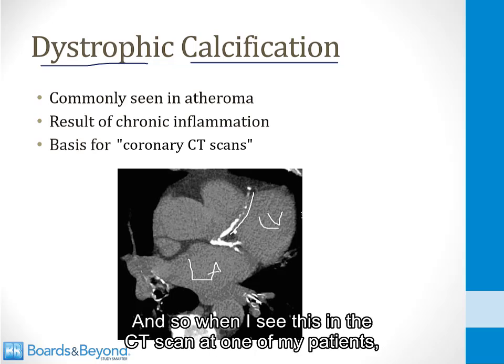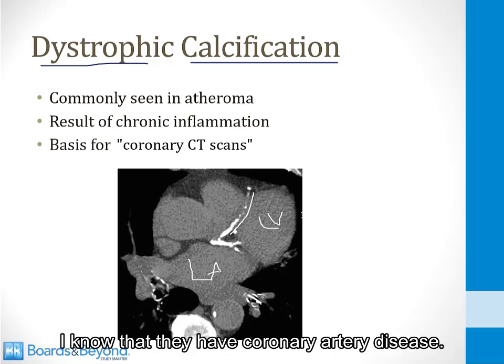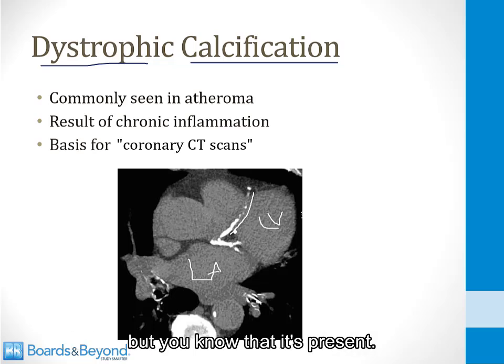And so when I see this in the CAT scan of one of my patients, I know that they have coronary artery disease. It doesn't tell me how severe the disease is, but you know that it's present. And that's because of the calcification that resulted from chronic inflammation.